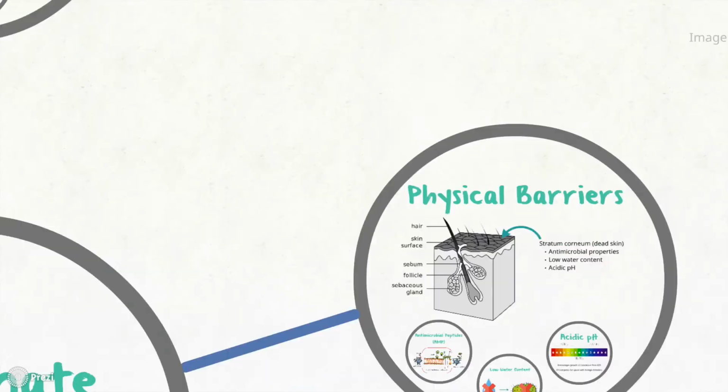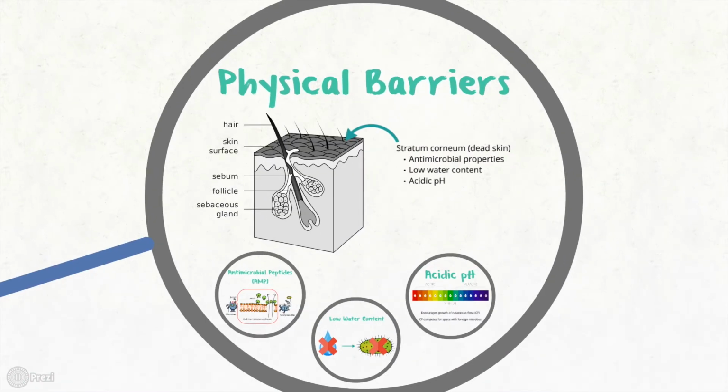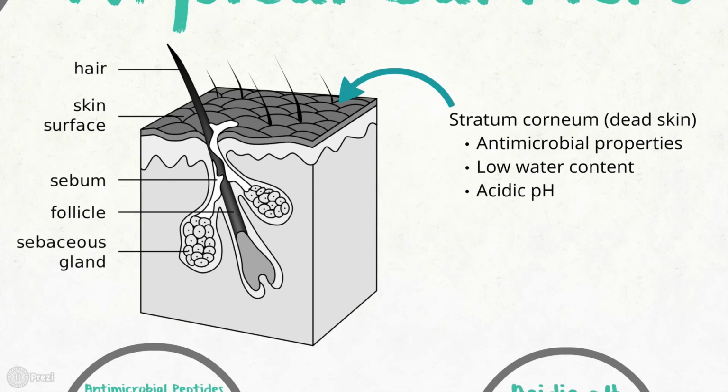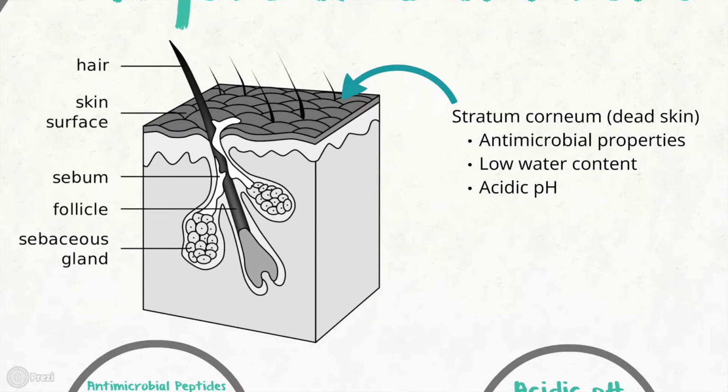The largest and most immediate component of the innate immune system is the skin, or epidermis. The epidermis acts as an impermeable physical barrier that prevents pathogens from entering our body. Most of these protective functions occur in the stratum corneum, the outermost layer of the skin, which is normally described as dead skin. The three main aspects of the epidermis that allow it to protect our bodies are its antimicrobial function, its lack of water, and its acidic pH.